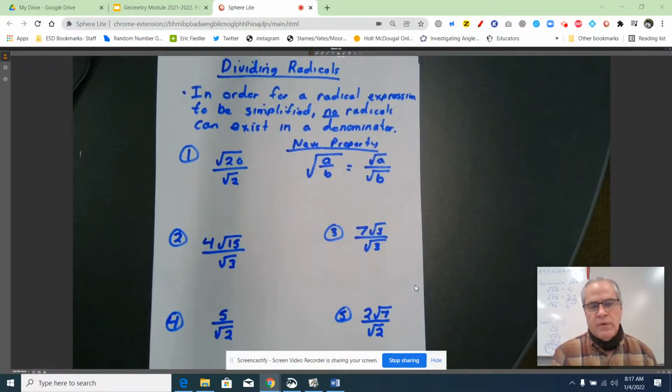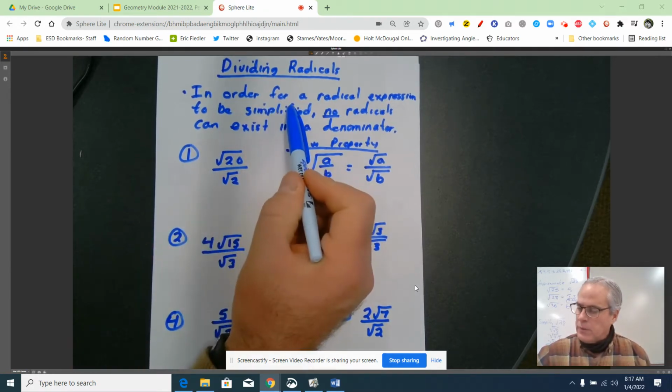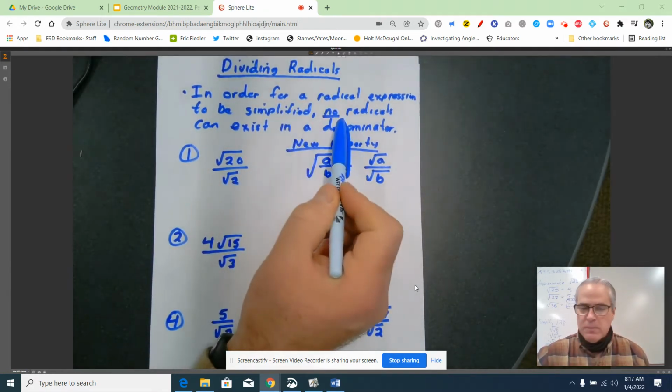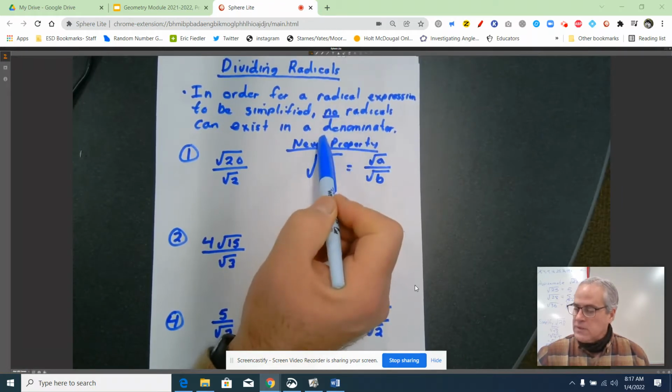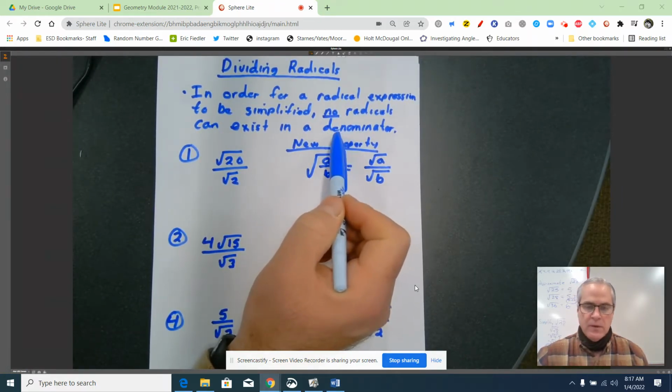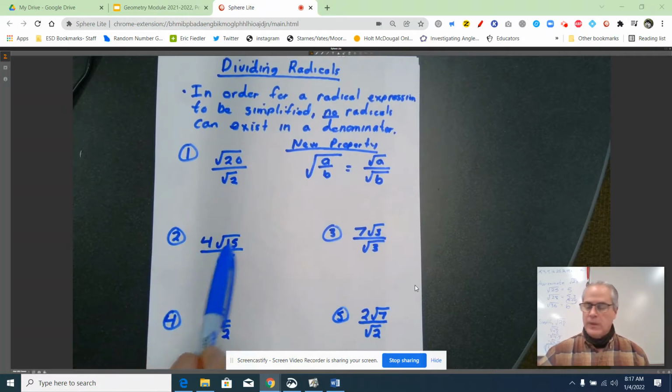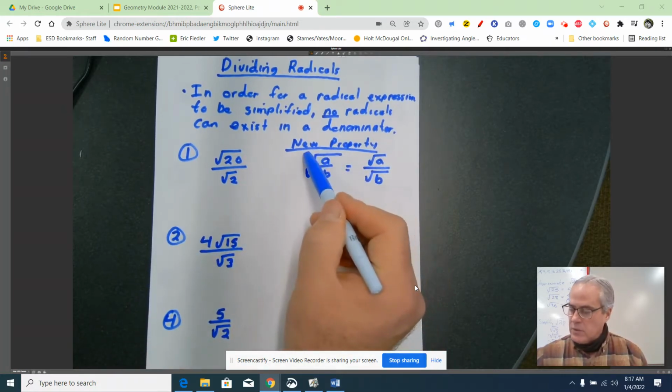Final video, dividing radicals. This definitely will take some practice in class. And I want you to read the first bullet up here, or I'll read it to you. In order for a radical expression to be simplified, no radicals can exist in the denominator. So you can't have radicals down below. Okay, so now that leads to a new property.